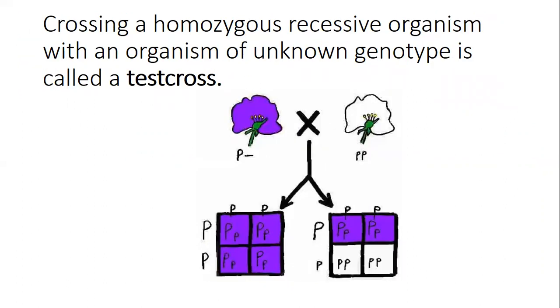Crossing a homozygous recessive organism with an organism of unknown genotype, we call it a test cross. So we use a test cross in order to determine the genotype of an unknown organism.